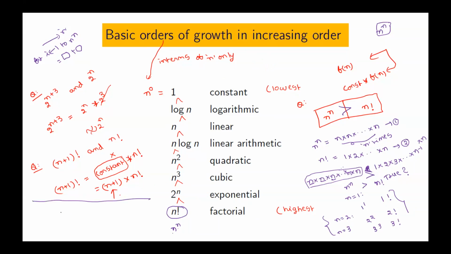Okay. So similarly, if we consider 2 power n and n factorial, why is 2 power n smaller? Here I have written that 2 power n is smaller than n factorial. Similar to this, can you give some justification?